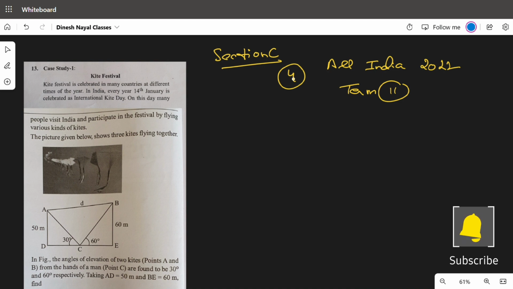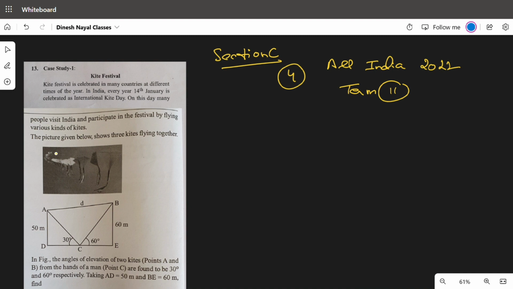So let's start with our question. Now, this was question number 30. It was from case study 1. Kite Festival is celebrated in many different countries at different times of the year. In India, every year, 14 January is celebrated as International Kite Day. On this day, many people visit India and participate in the festival by flying various kinds of kites.